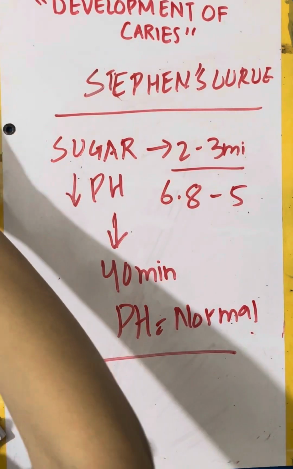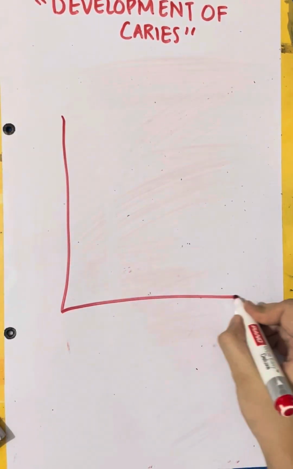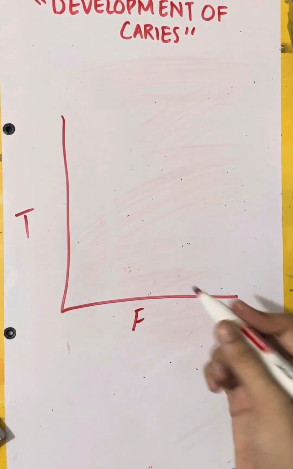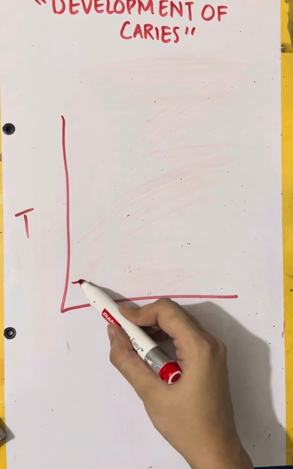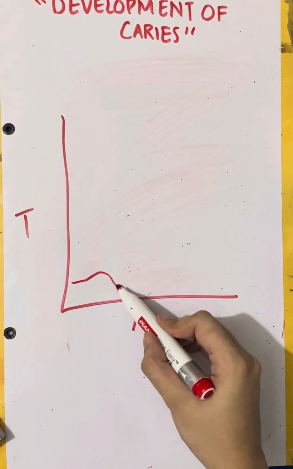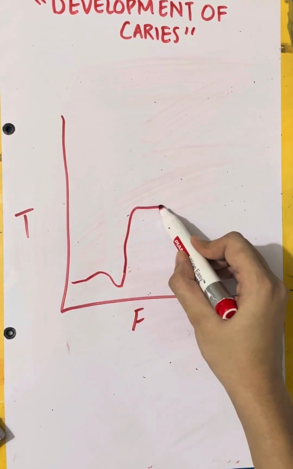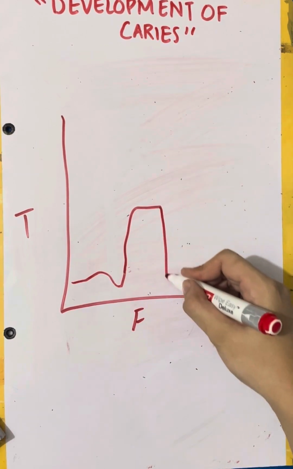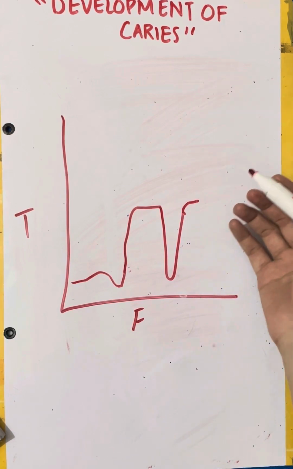So what does Stephen's curve suggest? Stephen's curve says, this is time and this is the frequency of you eating food. For example, you have taken sugar. So after some time your pH decreases. But after 40 minutes your pH comes back to normal. What if you keep eating sugar? If you keep eating sugar, the pH will decrease, then again it will increase.